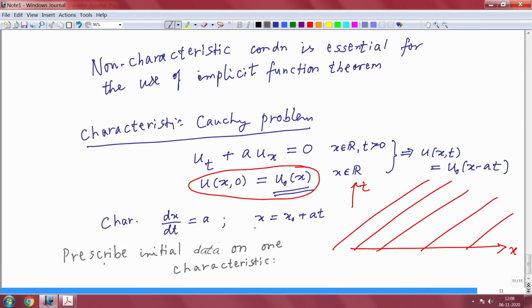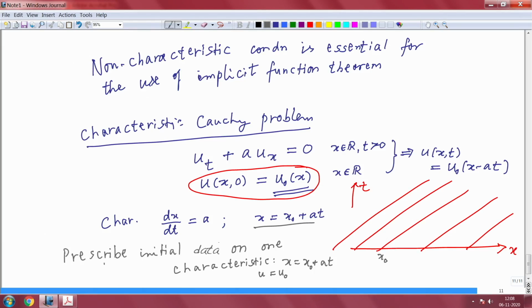Say this one is passing through some x naught here. So, I prescribe the initial condition on this. What happens? u equal to u 0. So, can u 0 be arbitrary? Can u 0 be arbitrary?